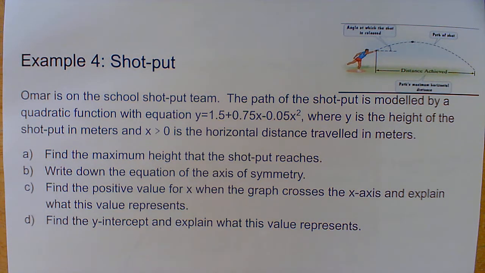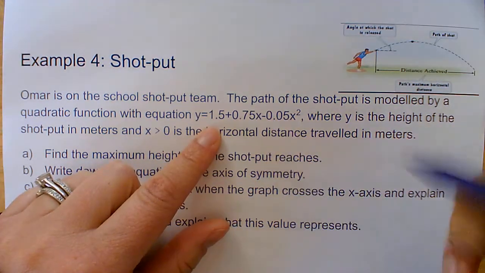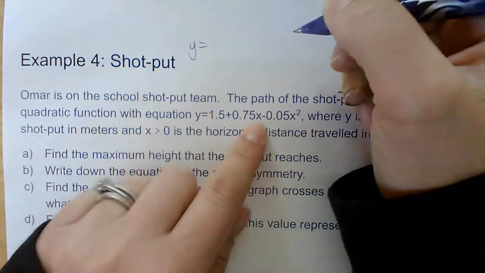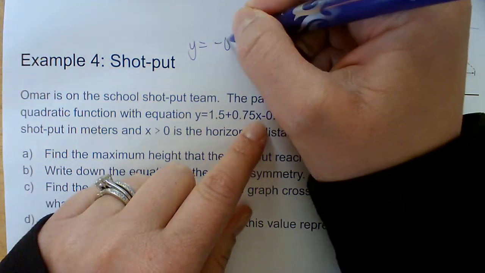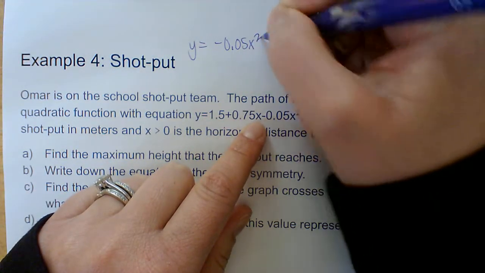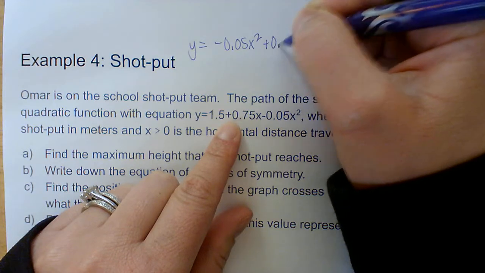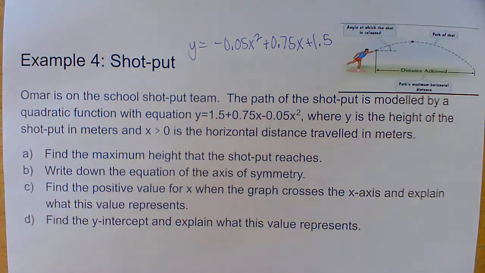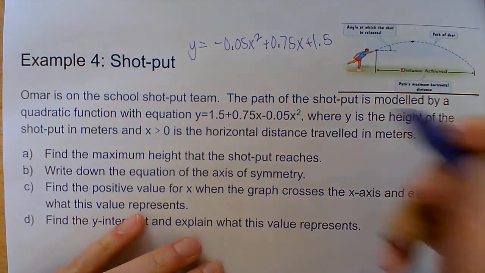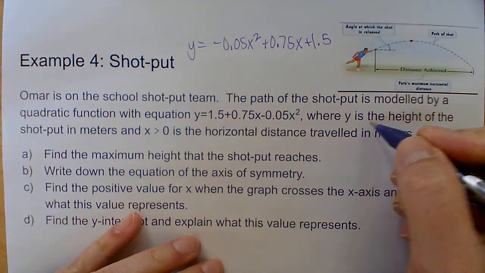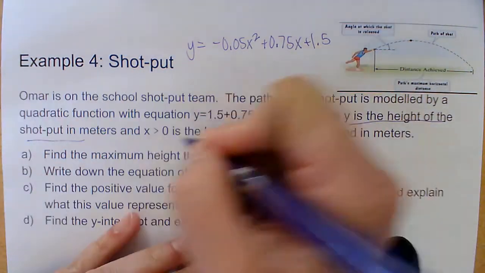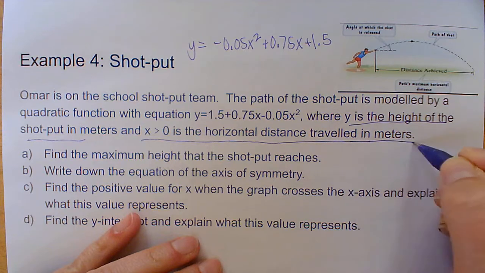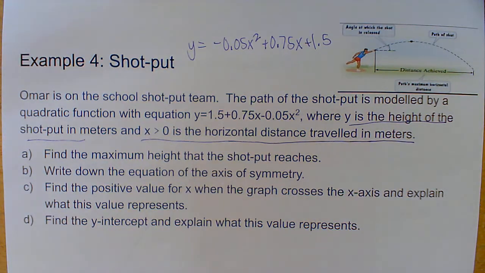Weaving all of these content and concepts together. So first, this is not in standard form. If you wanted me to put it in standard form, I would bring the negative 0.05x squared first, then bring over the positive 0.75x, and then bring over my 1.5. So that is nice, perfect standard form. Now we're going to graph this on Desmos. And y is the height of the shot put, and x greater than 0 is the horizontal distance traveled.